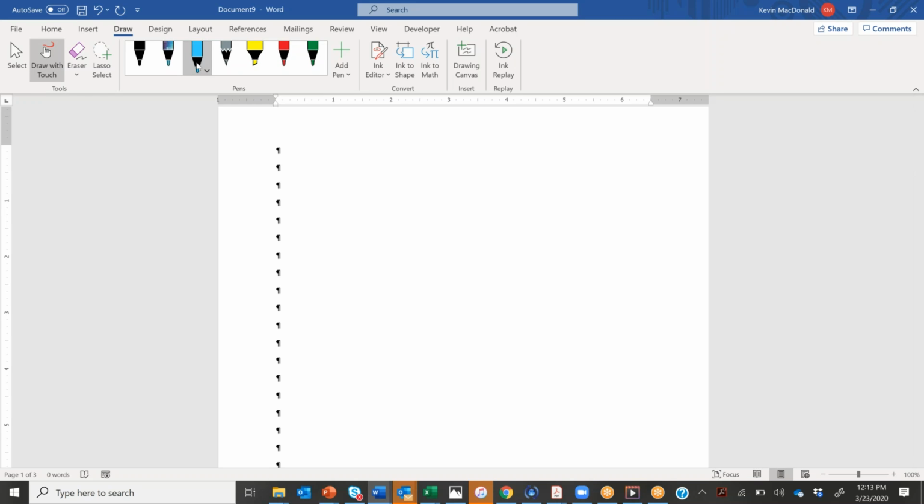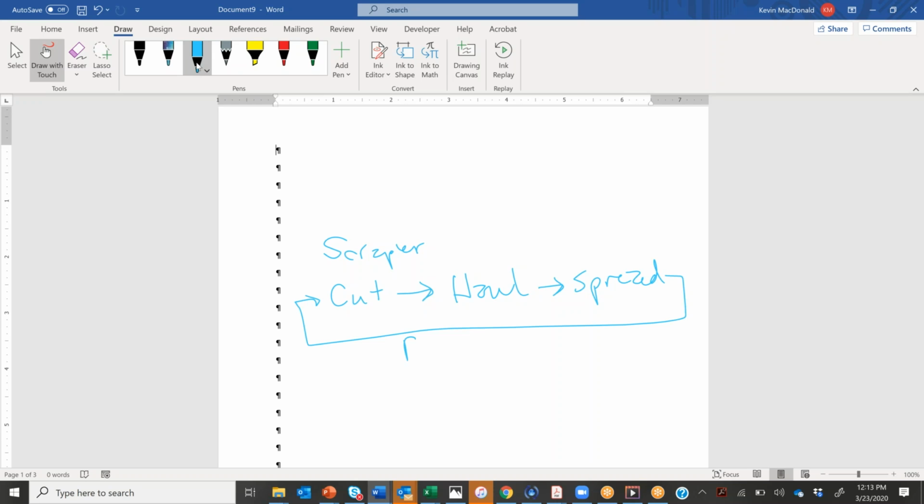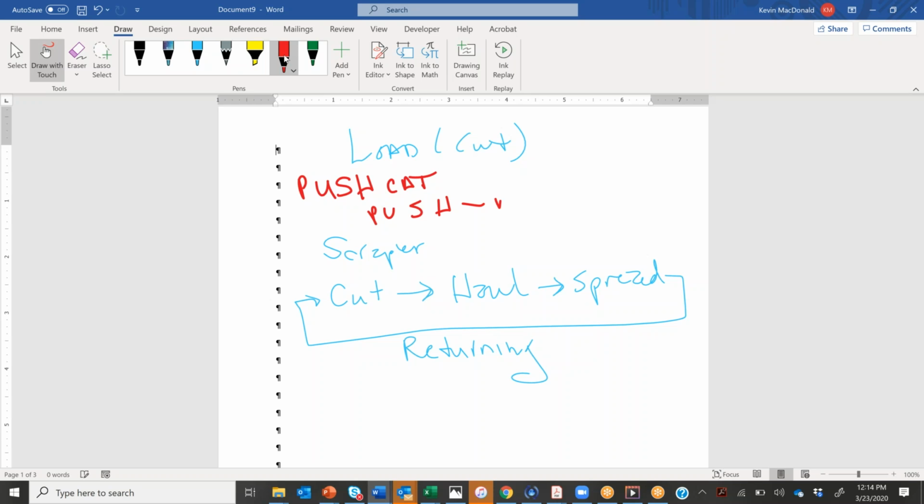But that's not where we are. Something else is happening. We have our scraper cycle. So it's cutting, it's hauling, it's spreading, and it's returning. Just like the dozer. But part of the load cycle or the cut cycle is that there is a push cat, and it has to push and then maneuver. So the first operation is that it pushes the scraper to load it, but the second operation is it then maneuvers to engage the next. So this is a cycle. And this is a cycle.